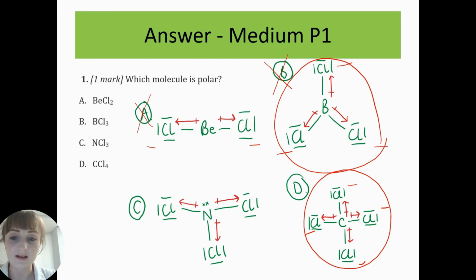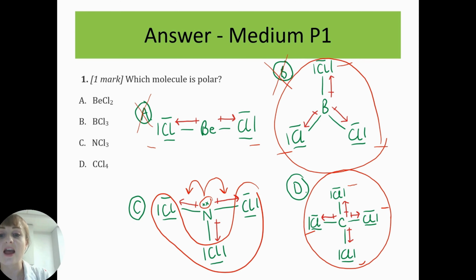Let's look at NCl. It has a lone pair, and that lone pair is able to exert a repulsive force on those shared pair of electrons. That pushes those 2 chlorine atoms down, and so overall you end up with a partial negative end of the chlorines and a partial positive end of the nitrogen.